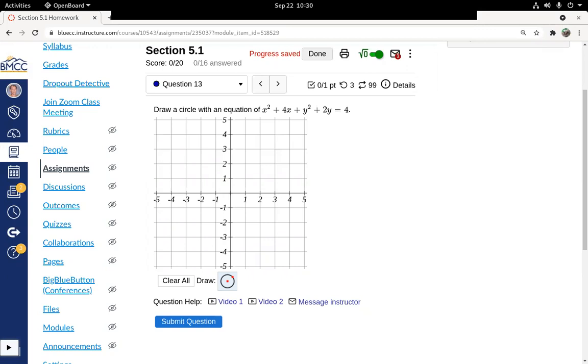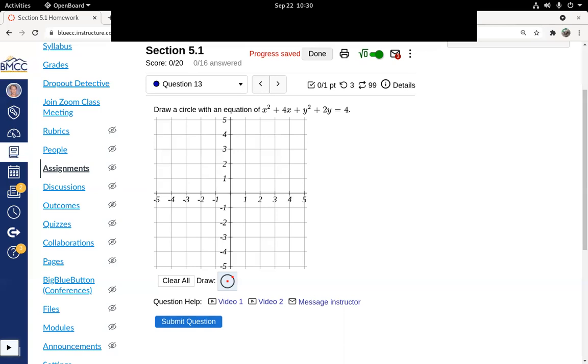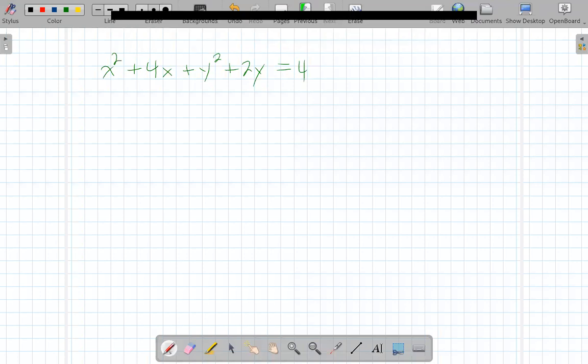To graph a circle, we like standard form, because standard form, just looking at it, tells us the center and the radius, so then I can graph it. So let's give it a shot. So this one right here is general form. What I want to do is put it in standard form.